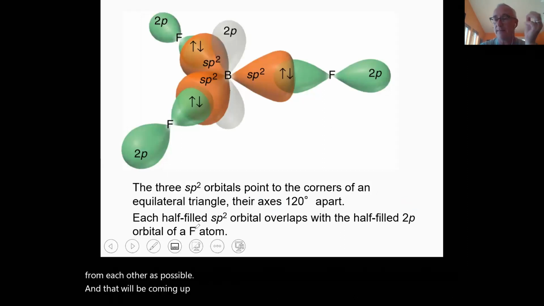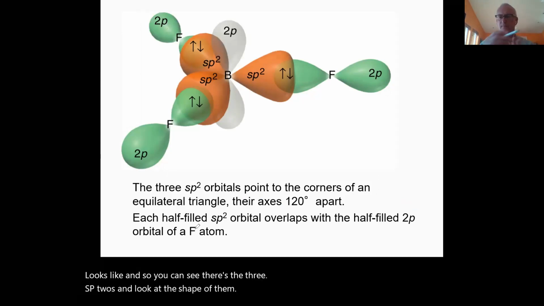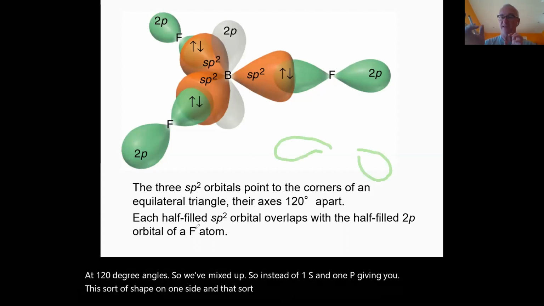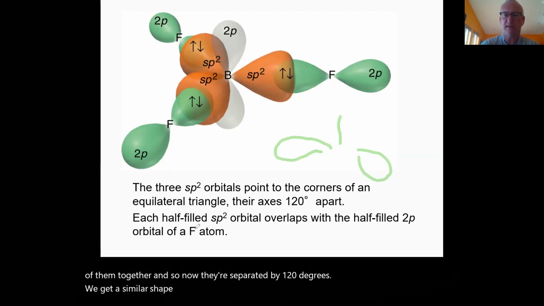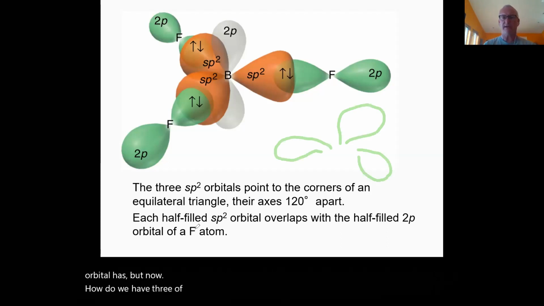So this is what the boron looks like. You can see there's the 3 sp2s, and look at the shape of them. 120 degree angles. So instead of 1s and 1p giving you this shape on one side and that shape on the other side, now we've mixed 3 of them together, and now they're separated by 120 degrees. We still get that bulbous, stretched out shape that a p orbital has, but now that we have 3 of them, they're separated by 120 degrees.